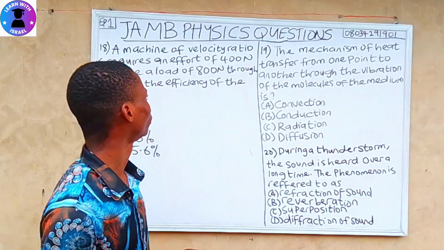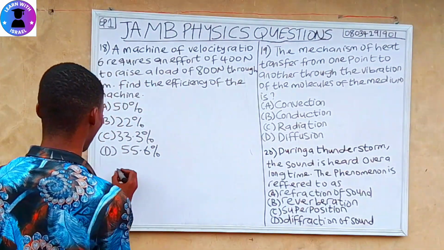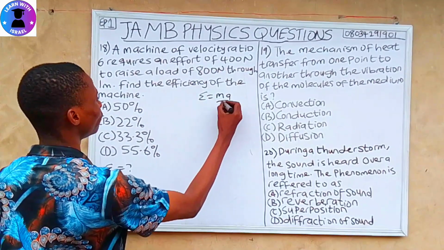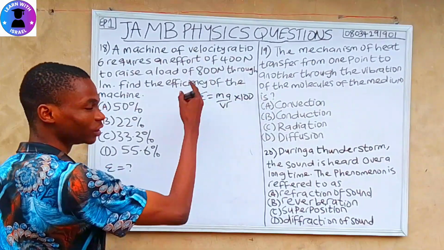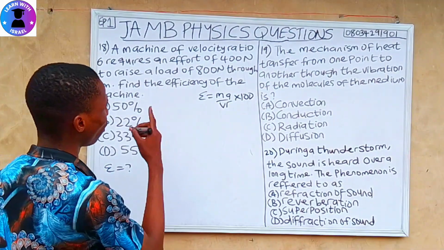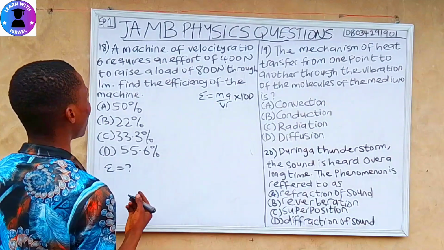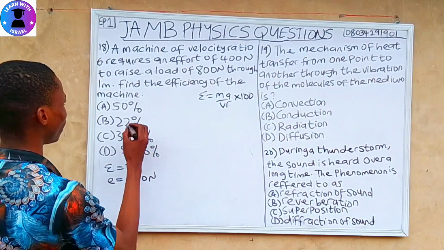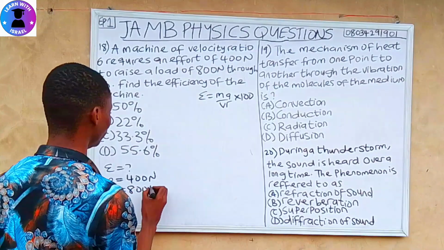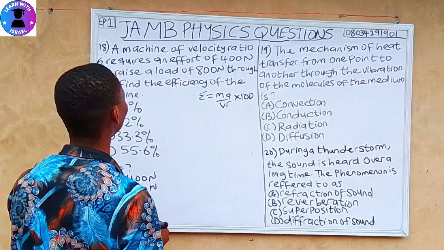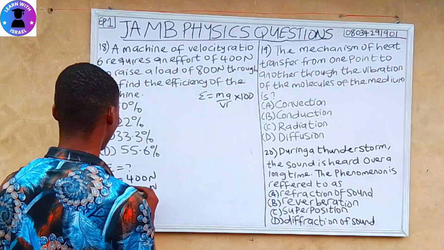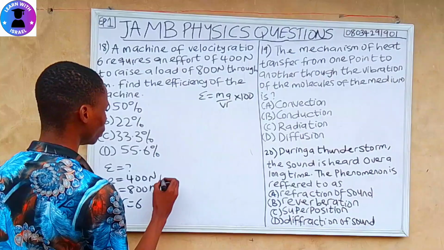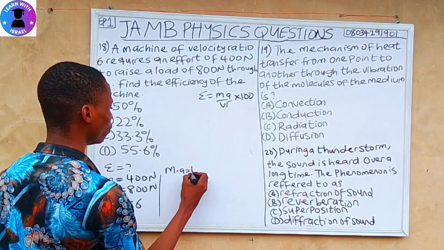So let's solve this question on simple machine. We are looking for our efficiency, and the formula for efficiency is MA over VR times 100. As I said earlier, we've treated one question on simple machine. So our effort, which is the small one, is 400 Newton, and our load is 800 Newton. We already know our velocity ratio as 6. We are looking for our mechanical advantage. The formula for mechanical advantage is L over E.